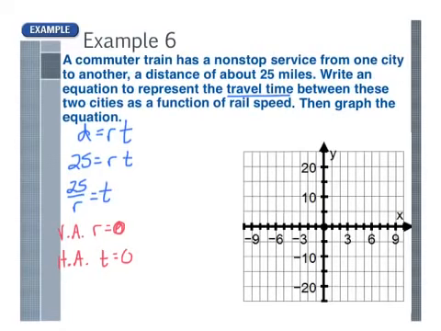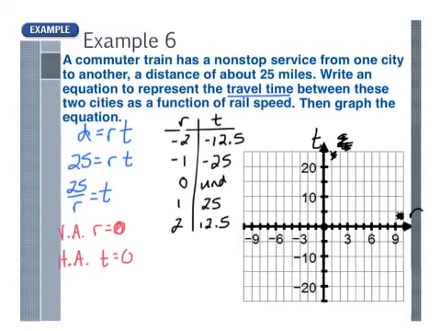I guess technically we should change these from x and y to rate and time. Oh, that's supposed to be a t. Let's try that again. T. There we go. Now you're going to go to your calculator, you're going to graph this function and make a t-table. There's my t-table, and I'm going to plot those points.